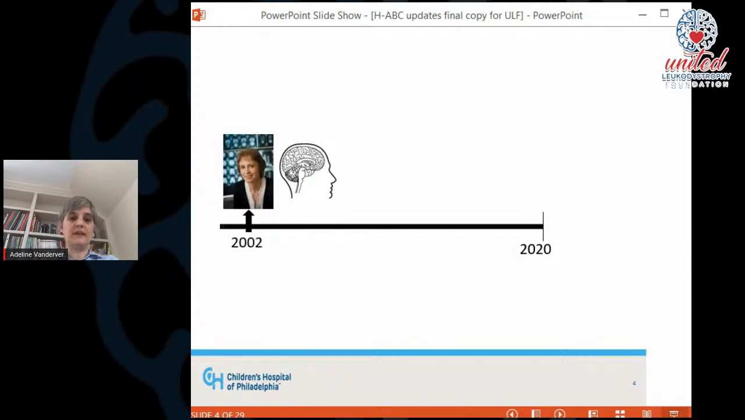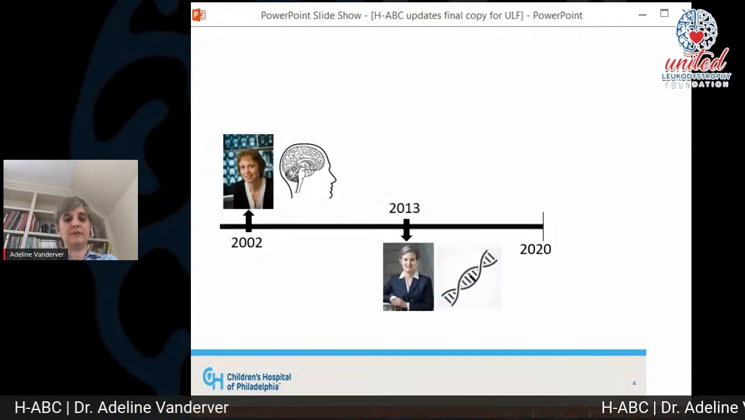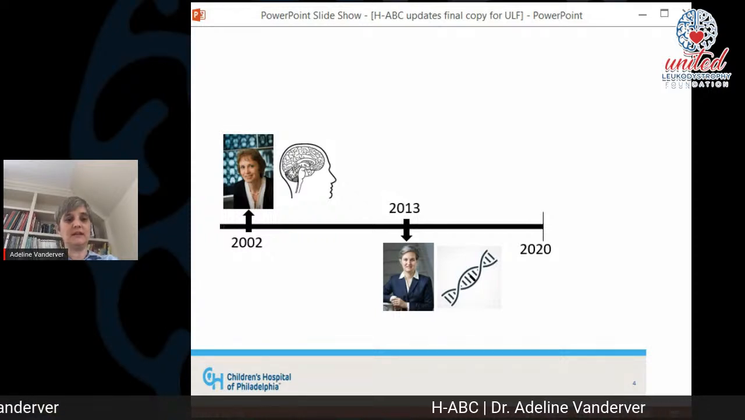It's also important to understand how recently this disorder has been understood. Marjo van der Knaap, to whom it's very important to lend thankfulness for her expertise, first identified the disorder just based on the fact that a series of children had similar appearing MRIs. And so the diagnosis was radiologically identified in 2002. But it's really not until 2013 that we were able to identify the genetic cause of HABC.